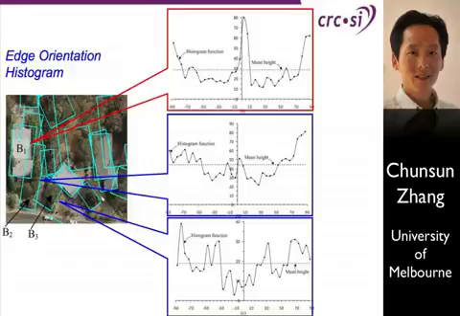Also, if you compare this distribution of the orientation, you can see that the building edges demonstrate a regular shape, while the trees have a random distribution of edge orientation. So this is a strong feature in image space to differentiate man-made objects from trees.